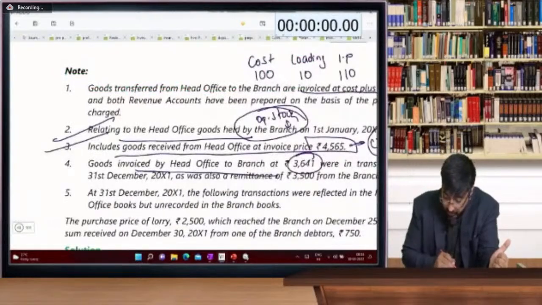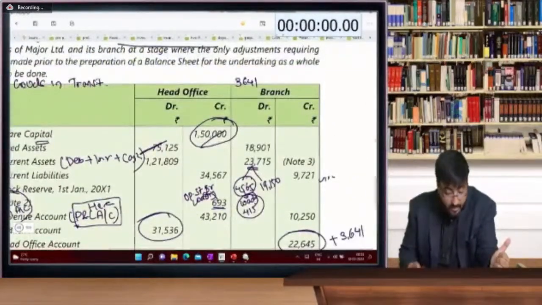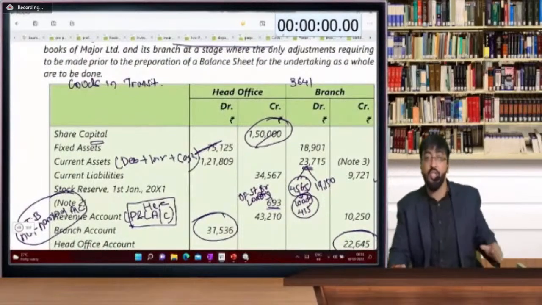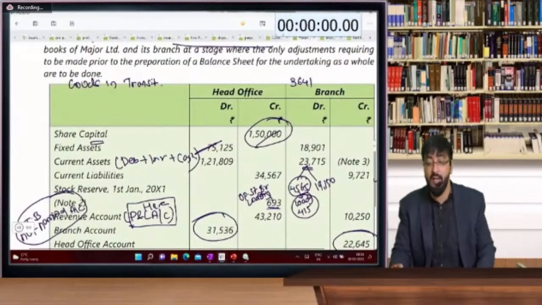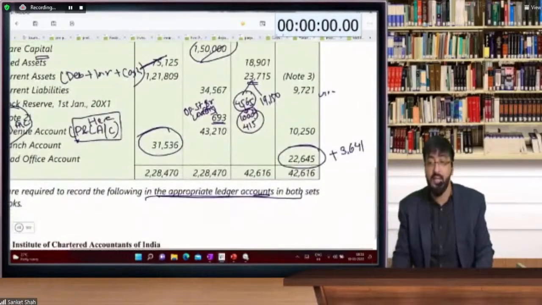What is the entry by the branch? Write down the entry of the branch. On the question only, the branch will pass the entry. Goods in transit to head office. So goods in transit, we will update this trial balance, on the question only you have to update this trial balance. Goods in transit 3641 and HO is credited, therefore HO also has to be credited, 3641. So we credited HO.